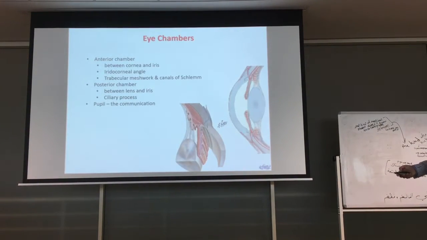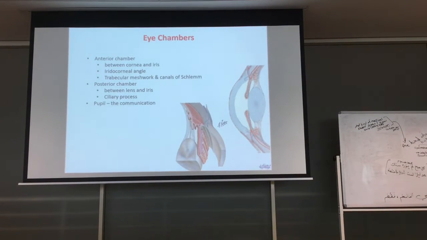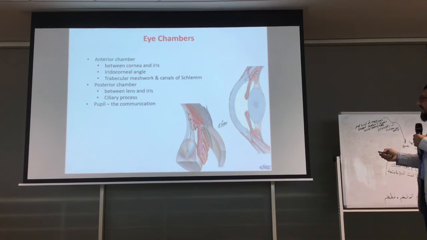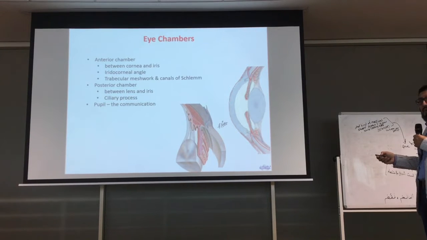Okay? The chambers, as we identified before: this is the anterior chamber, which lies between the cornea and the iris. The chamber which lies between the iris and the lens is the posterior chamber. And the only communication between them is the pupil.